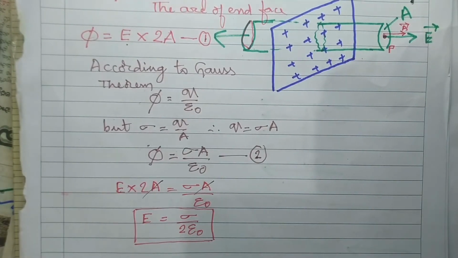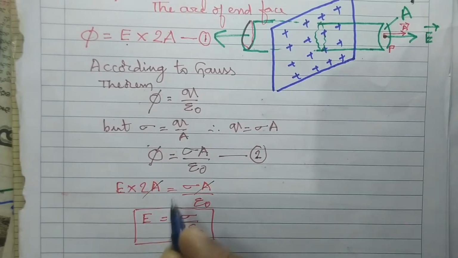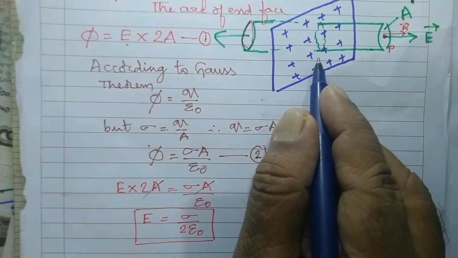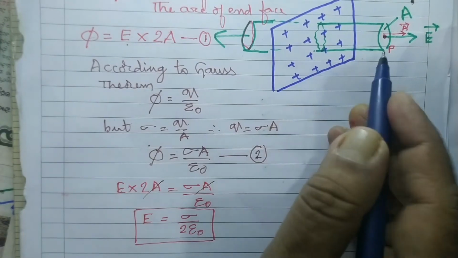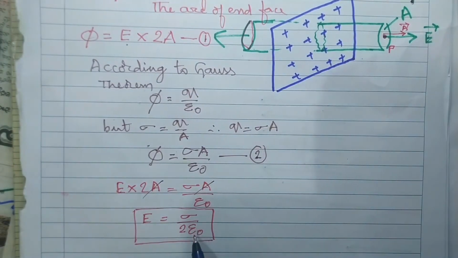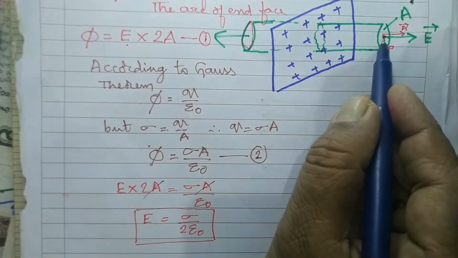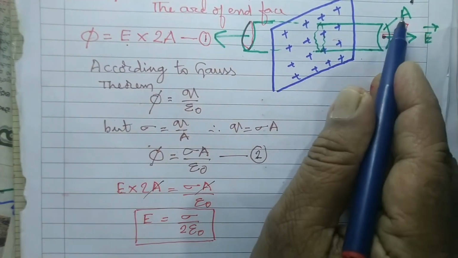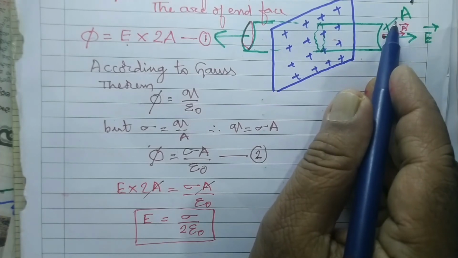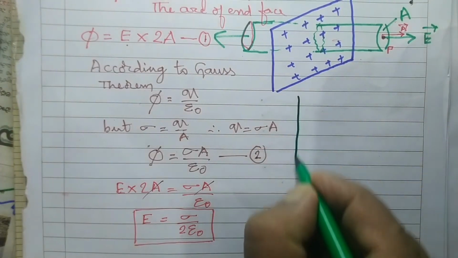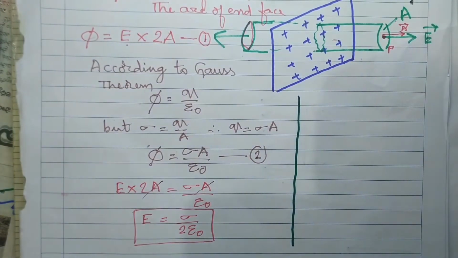So finally we will find that the electric field due to this uniformly charged infinite plane sheet is sigma by 2 epsilon 0. If you observe carefully, you will find that it is not depending on the area here. Area is cancelled here. Now, I'll continue here only so that you can see the things clearly.